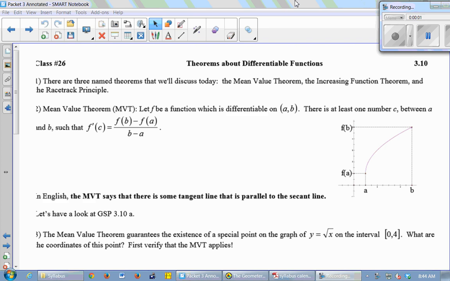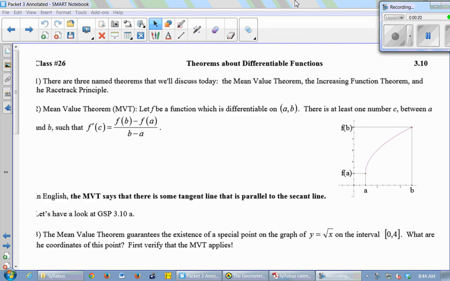Today, class 26, we're going to talk about theorems about differentiable functions. There are three named theorems that we're going to discuss today: the mean value theorem, the increasing function theorem, and the racetrack principle.